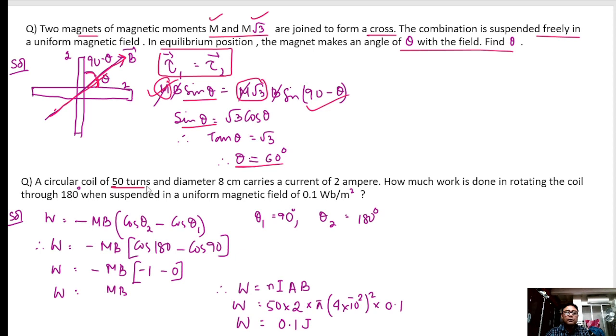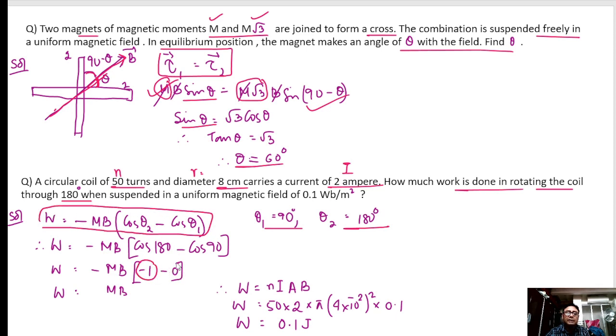A circular coil of 50 turns, N is given to us. Diameter given, so radius I know. Current given. How much work is done in rotating the coil through 180 degree. That means initially it was 90 degree and finally it was 180 degree, and using the formula of the work done, cos 180 is minus 1, cos 90 is 0. This is our formula, and this is that M, magnetic moment, and B is given to us. So we calculate the work done.